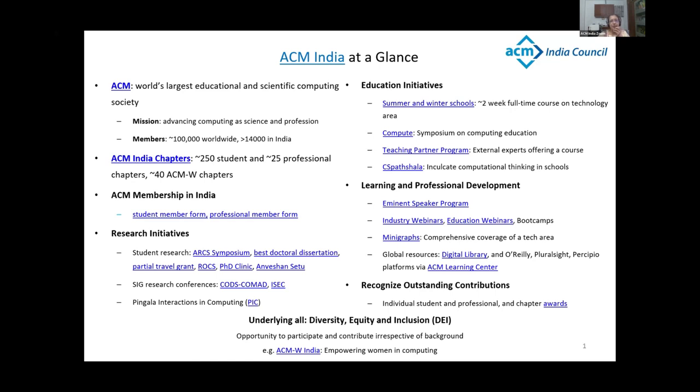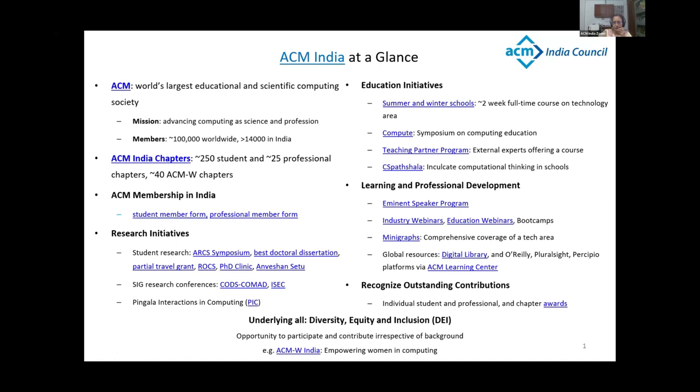So ACM is the world's largest educational and scientific computing society. Its mission is to advance computing as a science and profession. You can see ACM India at a glance on this slide, but let me give you some examples of what being a member of ACM means.